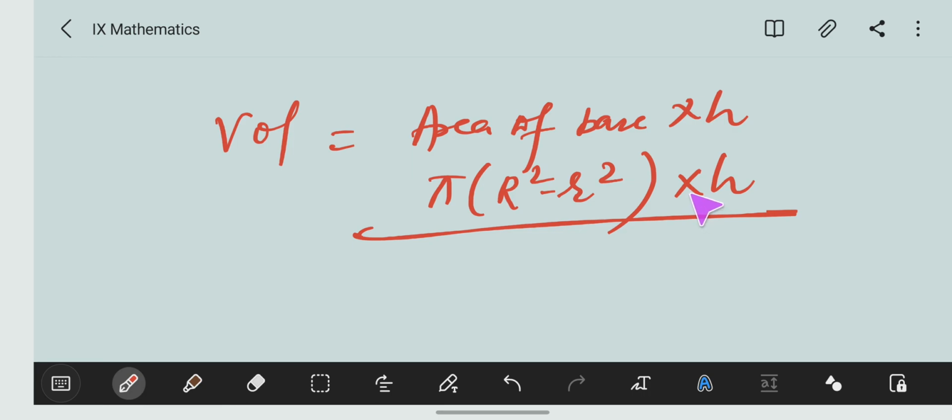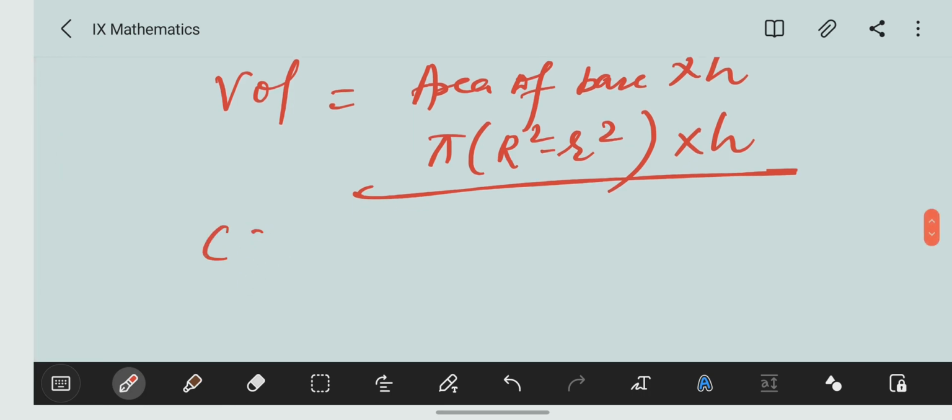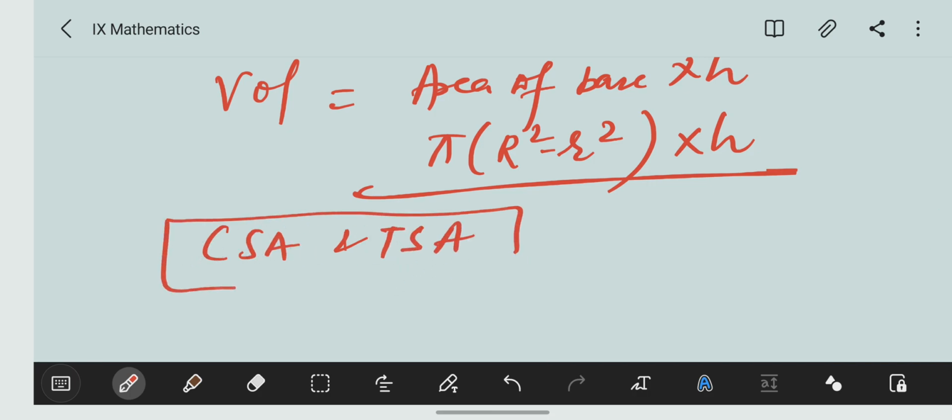For CSA and TSA, you apply the same logic as you applied for the solid cylinder. You get the solution and then we can discuss in the virtual classroom.